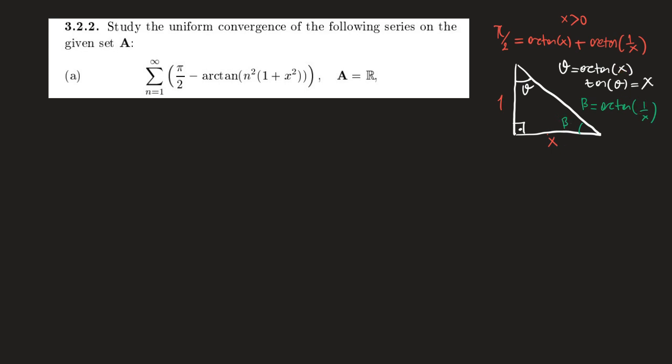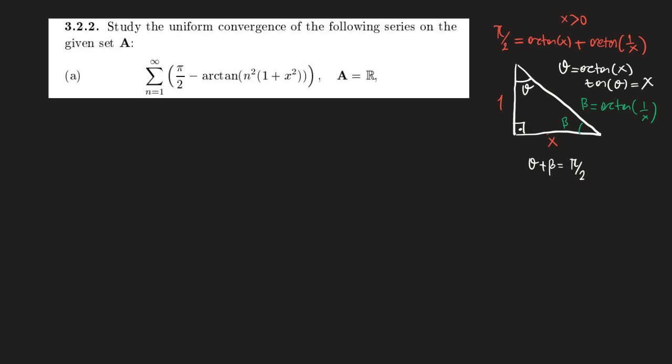So these are true. But as you can see, since the summation of the angles in the triangle is 180 degrees or pi, alpha plus beta is pi over 2. And by definition, of course, theta is arctangent x and beta is arctangent 1 over x. So this holds for positive angles. Now I'm gonna use this equality here.